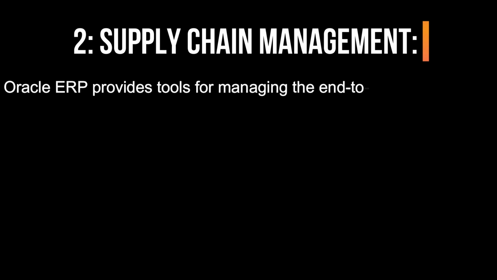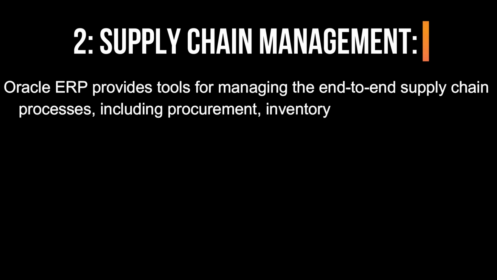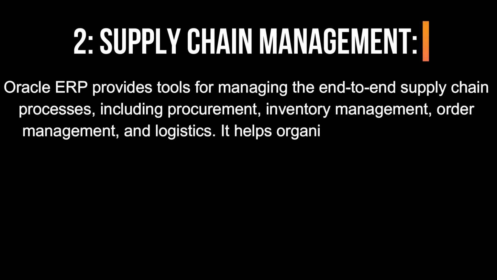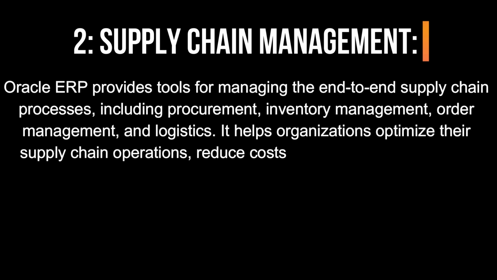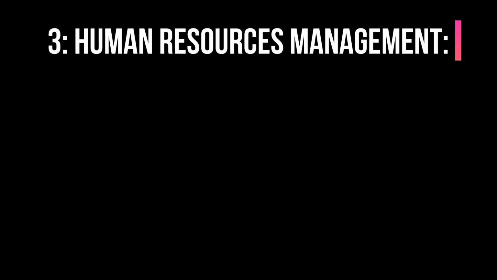2. Supply chain management. Oracle ERP provides tools for managing the end-to-end supply chain processes, including procurement, inventory management, order management, and logistics. It helps organizations optimize their supply chain operations, reduce costs, and improve visibility into their supply chain processes. 3. Human resources management.